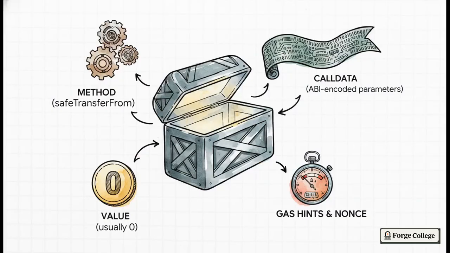Now, no matter which method you end up using, these are your absolute essential payload components. You need the method, something like safeBatchTransferFrom. You need the calldata, which are your ABI-encoded parameters. For ERC-1155 token transfers, your value field is almost always 0, since we aren't sending native ETH as payment for the token itself. And finally, gas hints and the nonce. You can think of the nonce as basically just taking a ticket at the deli counter, right? It just lets the network know what order you're in. And whether you're doing a single or batch transfer, packing those arrays into calldata perfectly is absolutely crucial before you hand it off to the signer.